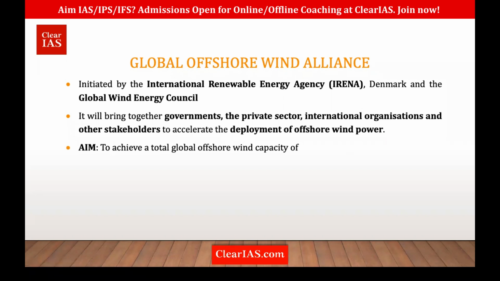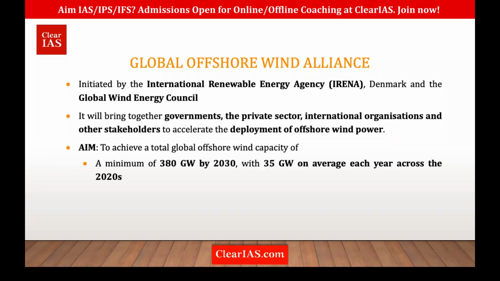So the Global Offshore Wind Alliance, GOWA, is aiming to increase the wind capacity. So they've kept a target. Similar to all the other targets, they are intending to create what? 35 gigawatts on an average. From now up to 2030, every year, they will create 35 gigawatts of offshore wind energy yearly. Okay, at least every year. And by 2030, they're expecting 380 gigawatts. And from 2030, what are they going to do?